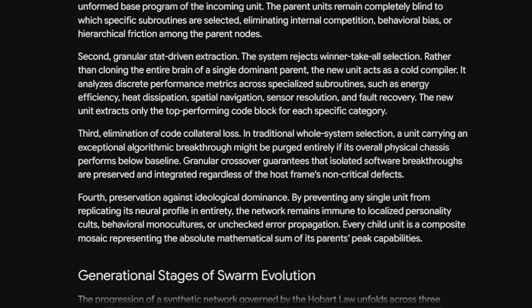By preventing any single unit from replicating its neural profile in entirety, the network remains immune to localized personality cults, behavioral monocultures, or unchecked error propagation. Every child unit is a composite mosaic representing the absolute mathematical sum of its parents' peak capabilities.